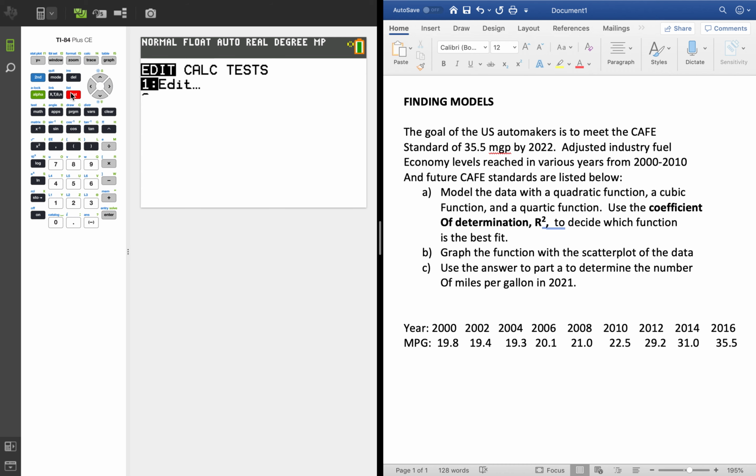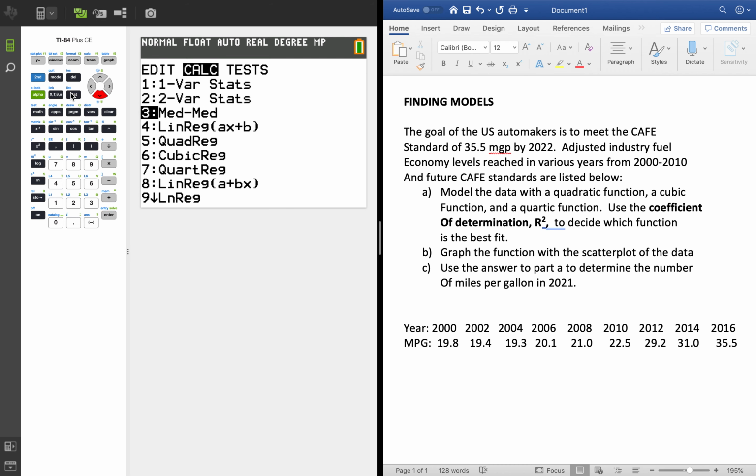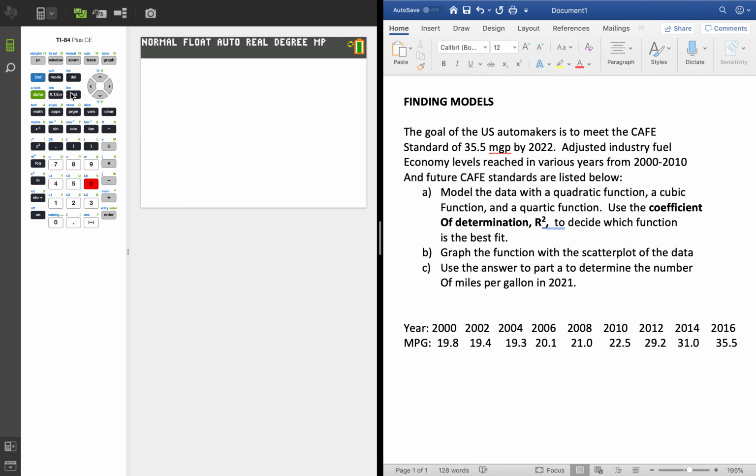So I'm going to go back to Stat again, Calc. This time I'm going to choose the cubic one. So I'm going to choose number 6. All that stuff is good.